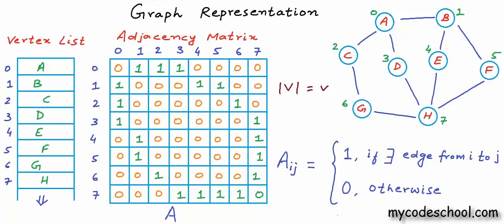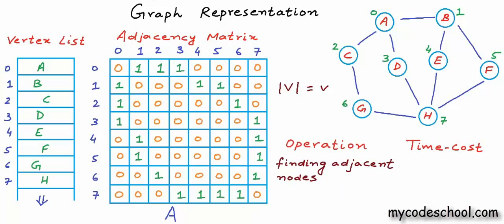This particular matrix that I have drawn here is an adjacency matrix. Now with this kind of storage or representation, what do you think would be the time cost of finding all nodes adjacent to a given node? Let's say given this vertex list and adjacency matrix, we want to find all nodes adjacent to node named F.